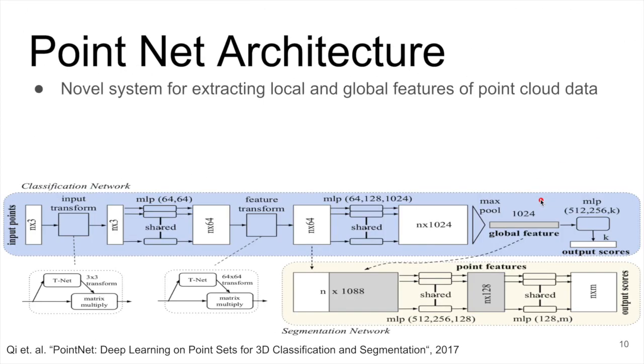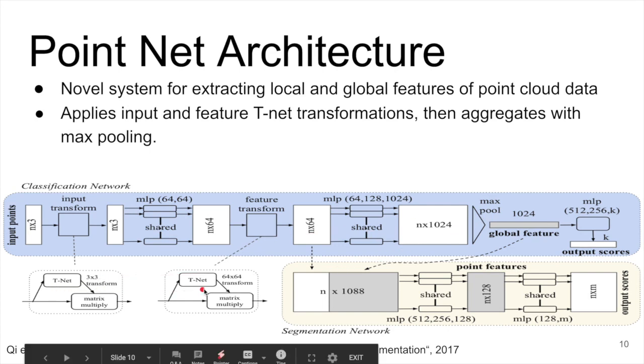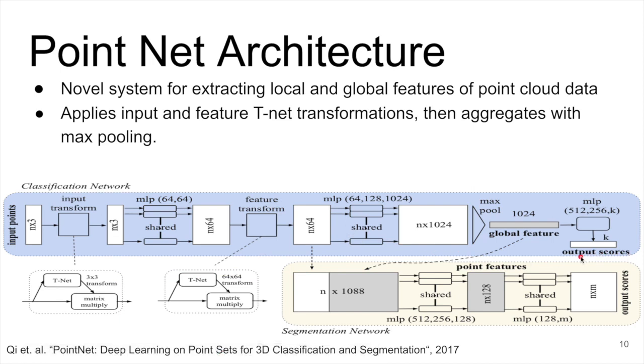PointNet is a novel system for extracting both local and global features from point cloud data. In our work, we modify the classification network in PointNet to take 2500 XYZ points as input. We choose 2500 due to the computational constraints. We follow prior work and apply input and feature transformations, and then aggregate point features by max pooling. The input and feature transformations utilize a T-net, which learns an affine transformation matrix. The output of the classification network is an n-way classification score as in n by k shot.